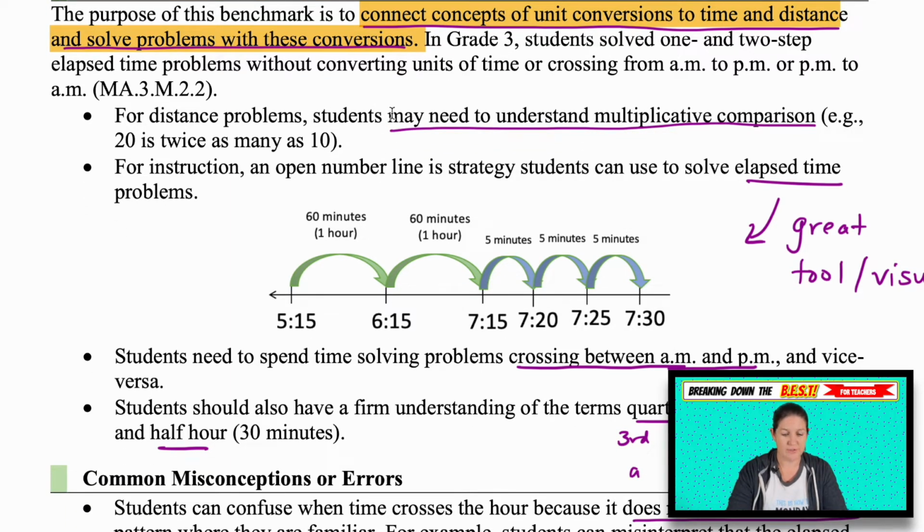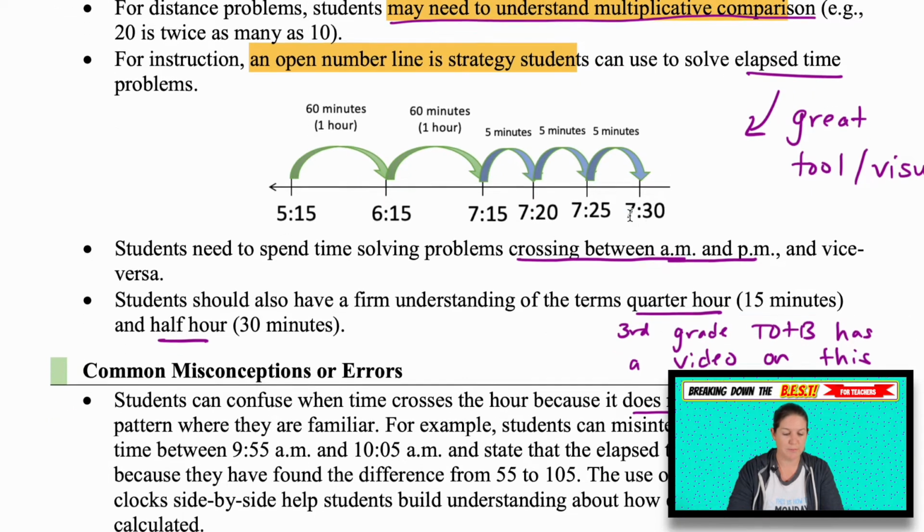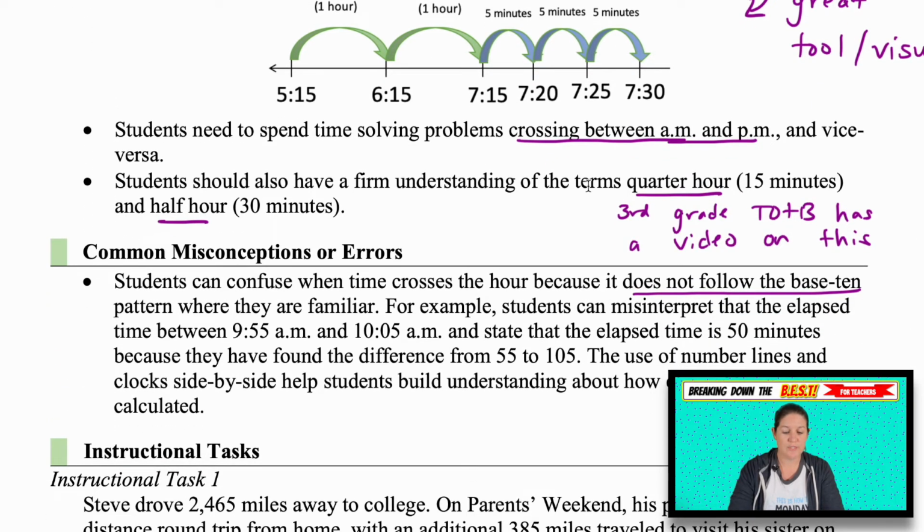In fourth grade, students may need to understand multiplicative comparisons. And that's when we're saying like 2 times as many, 3 times as long, stuff like that. Or 20 is twice as many as 10. For instruction, an open line strategy is something that students can use to solve elapsed time. This is my favorite way to show elapsed time, to model it. And that students do need to spend time crossing between AM and PM. We are bumping it up in fourth grade. So third grade, again, they've had exposure to elapsed time, but they never cross between AM and PM. So this will be new for them.